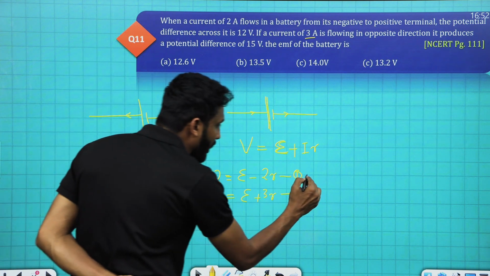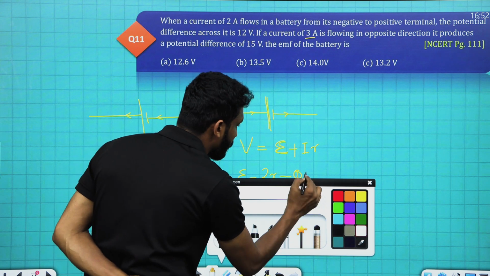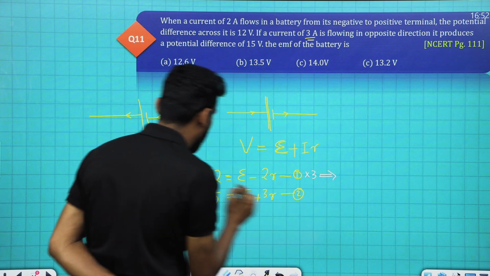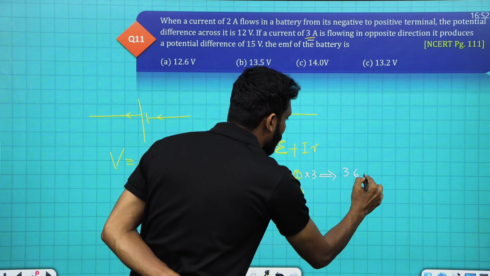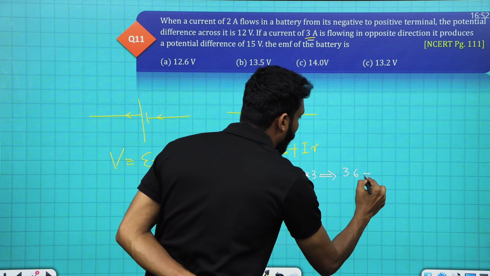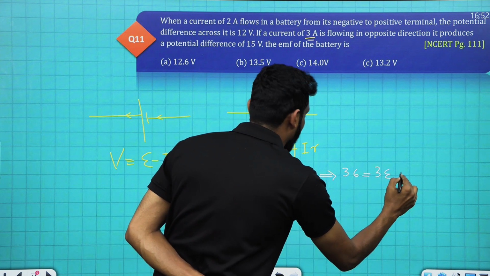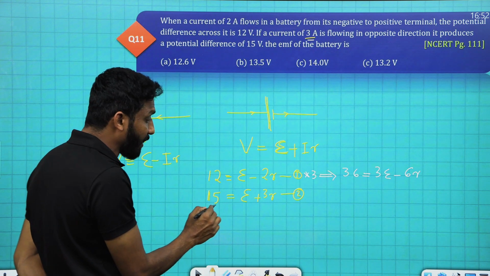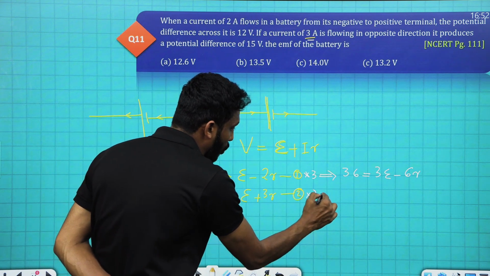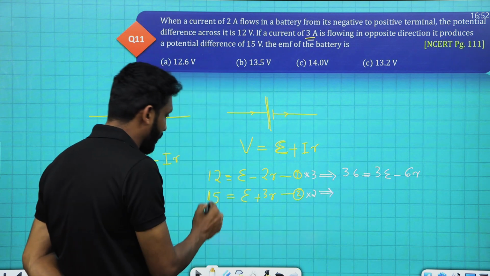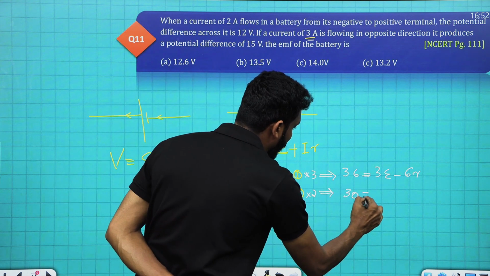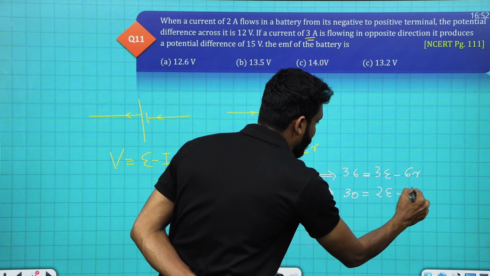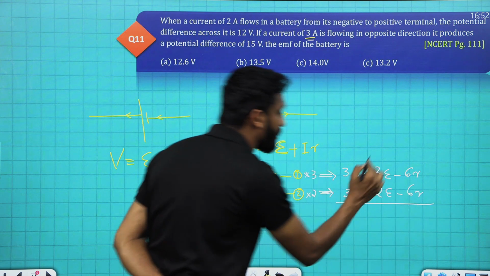So this equation is multiplied with 3. We get 36 is equal to 3E minus 6R. Okay. And the second equation is multiplied with 2. We get 30 is equal to 2E plus 6R. Now these two equations are added.